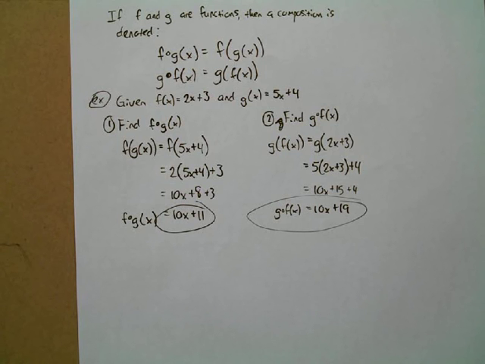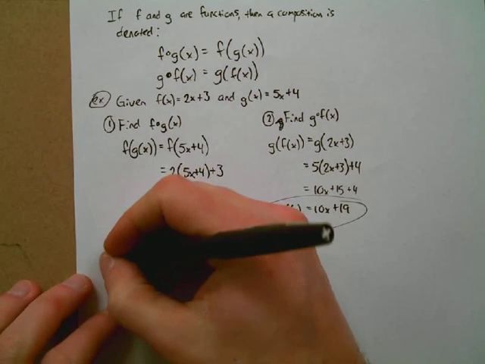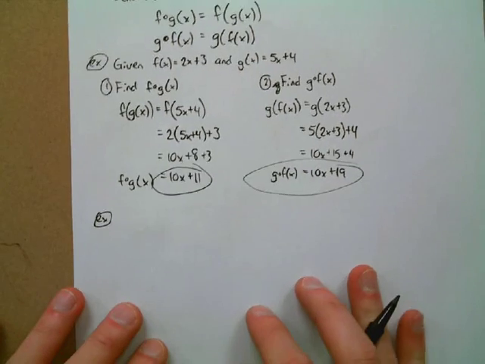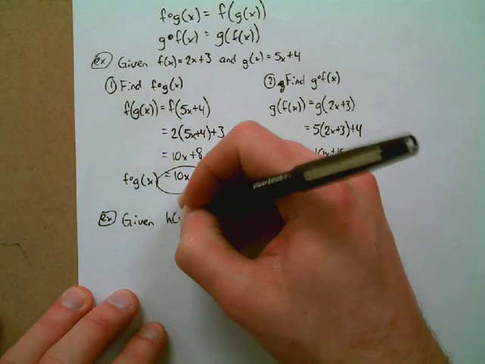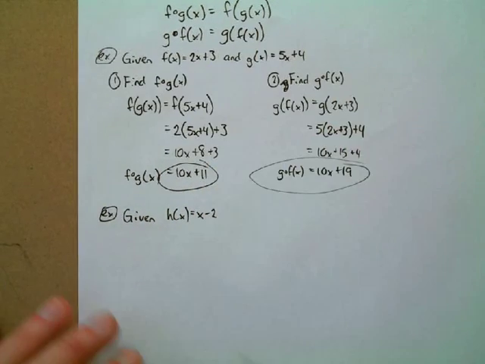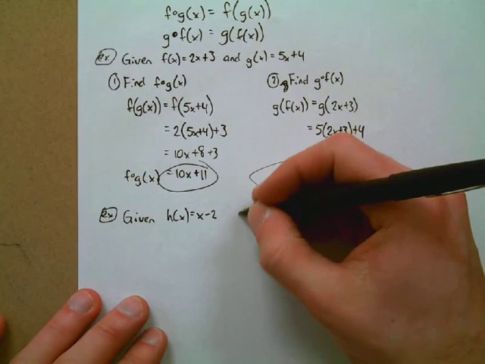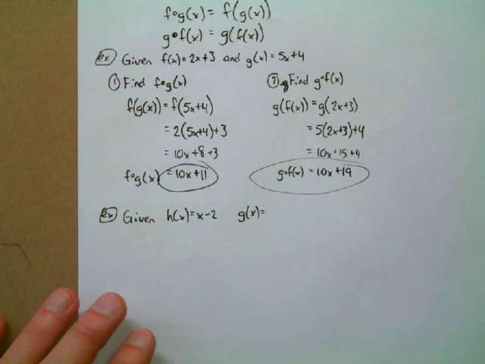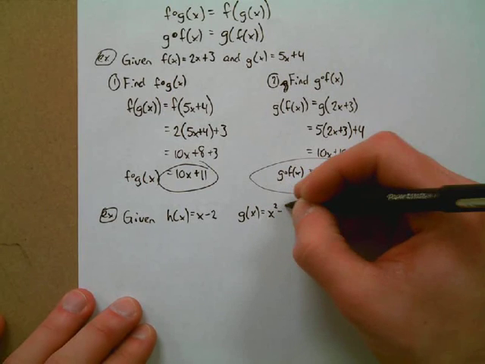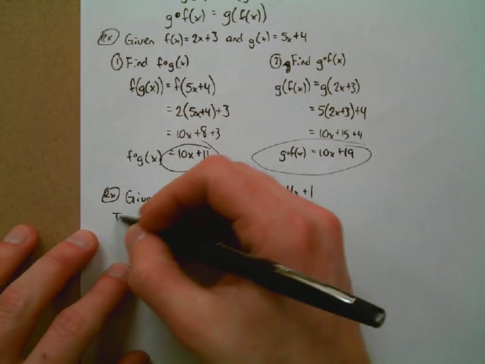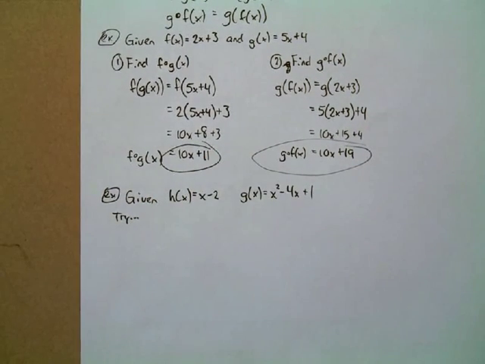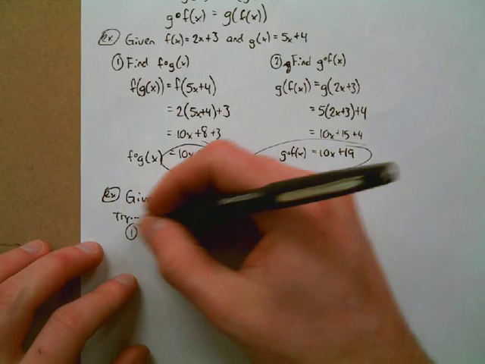All right, let's say given h of x equals x minus 2 and g of x equals x squared minus 4x plus 1. Actually, I want you to try these two. So here we go. Try to, one, find h of g of x, and then also find g of h of x, please.